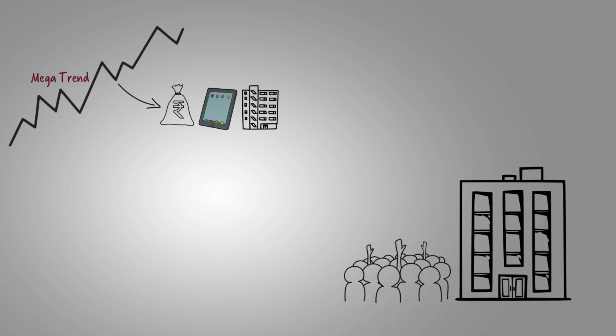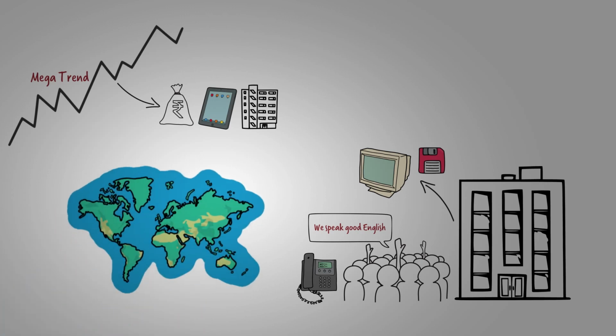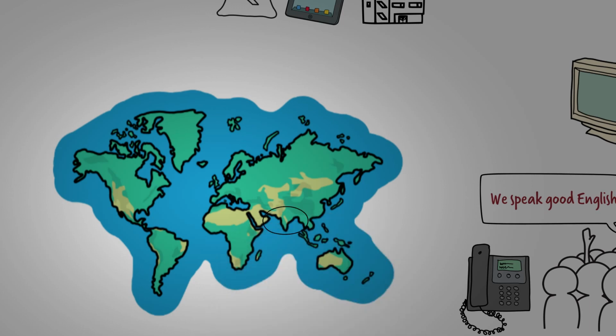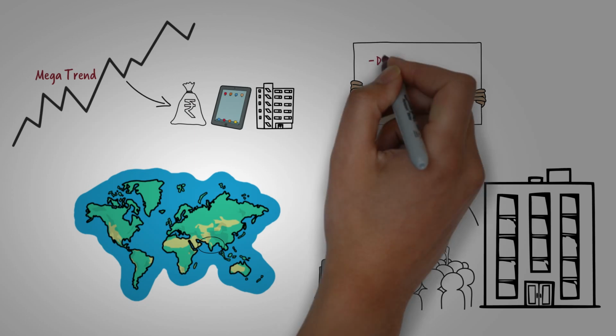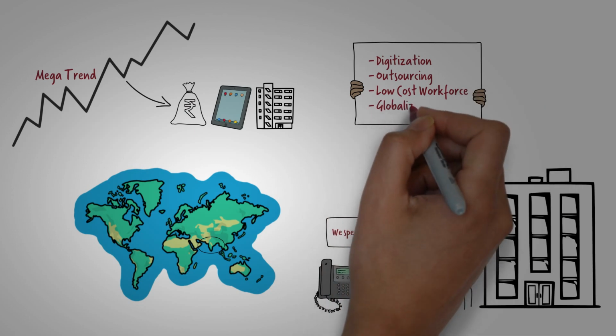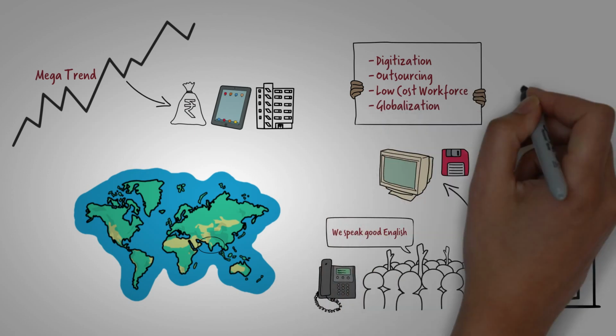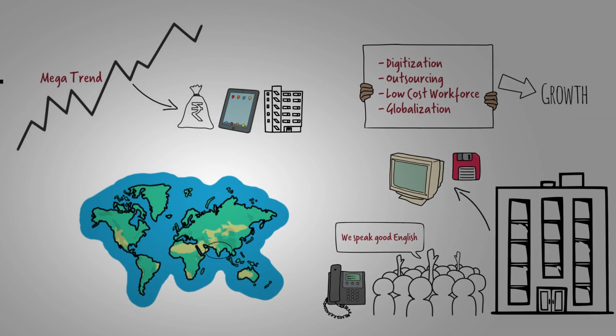During the late 90s, there were certain factors going in India's favor, like an increase in young English speaking population, better telecom connectivity, and the need for new technologies to be adopted. This led to the rise of the global delivery model, and India became the hub for software development. This was a mega trend period during which leading technology companies harnessed the power of digitization, outsourcing, having a low-cost technical workforce, and globalization. All of this to achieve tremendous growth.